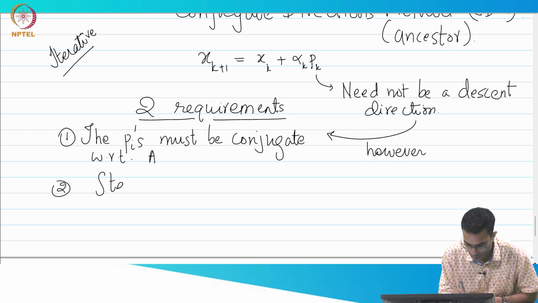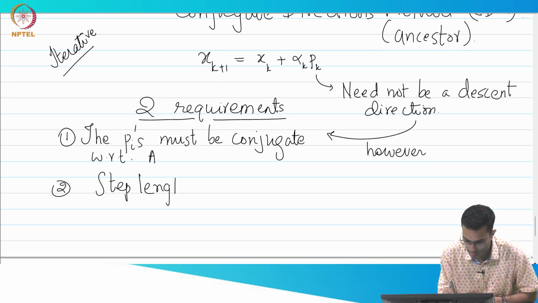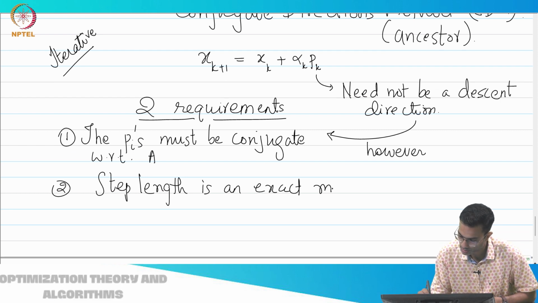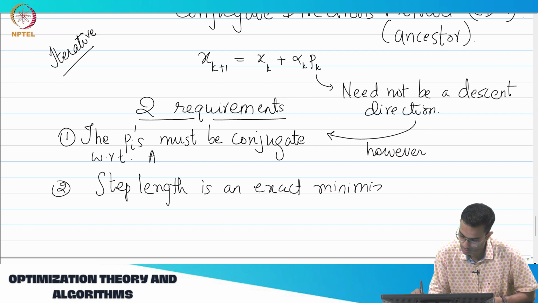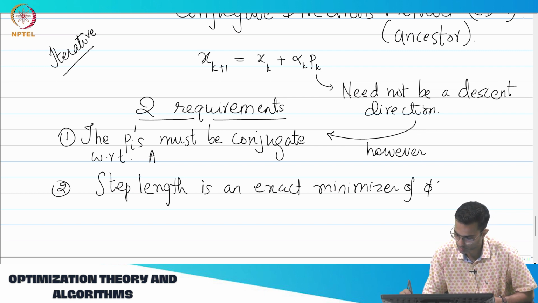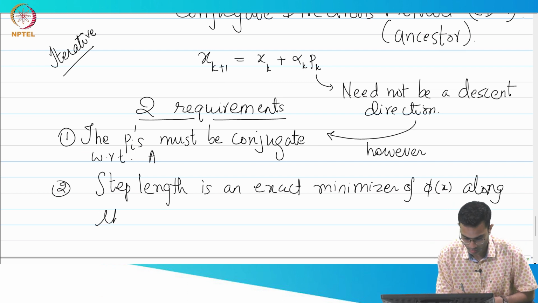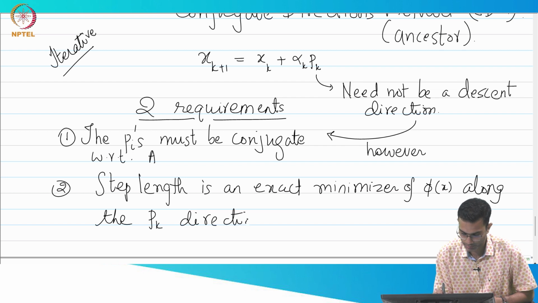So the step length is an exact minimizer of phi(x) along the p_k direction.